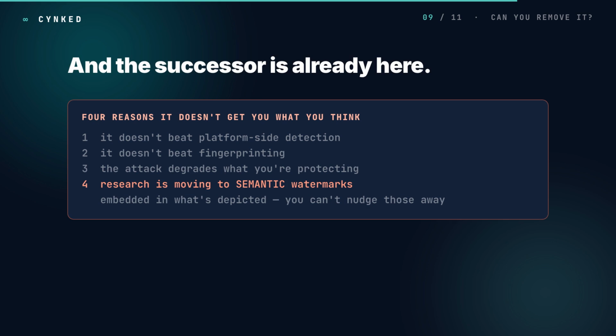Research is moving to semantic watermarks. The same paper that broke pixel-level marks points at the successor, watermarks embedded in the structure of what's depicted rather than in pixel values. You can't nudge those away without changing the image into a different image.